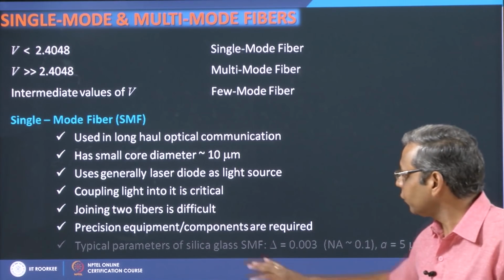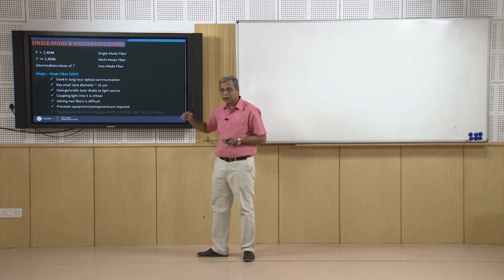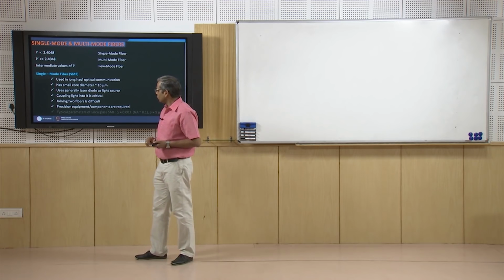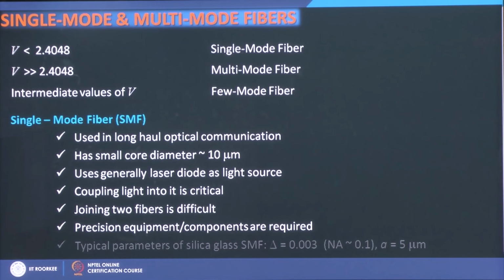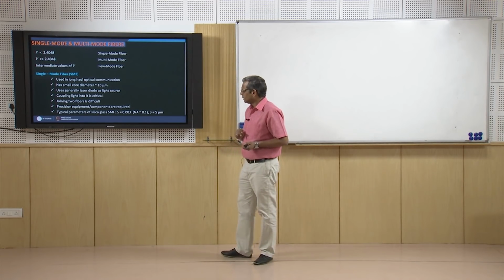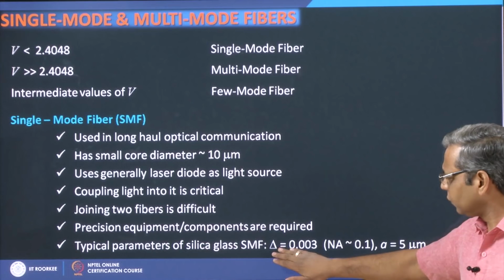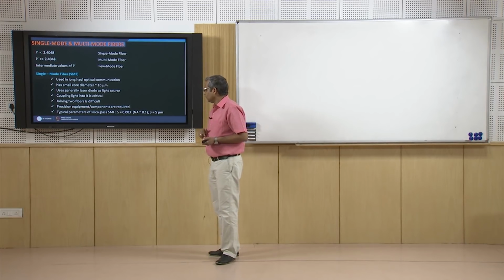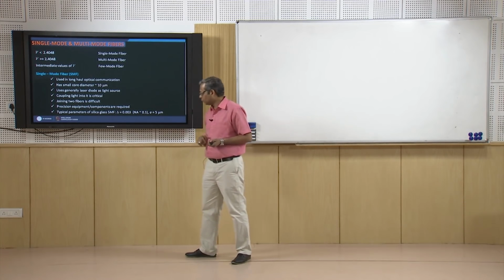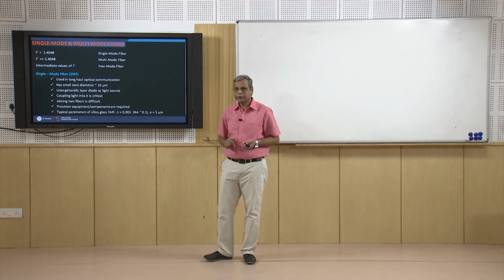You require precision equipment while handling and working with this fiber, and the components which are used in the system which employs this fiber should also be very compact and precise. Typical parameters for a silica glass single mode fiber are: relative index difference between the core and cladding is 0.003 or 0.3%, which corresponds to a numerical aperture of 0.1 and a core radius of about 5 micrometer.